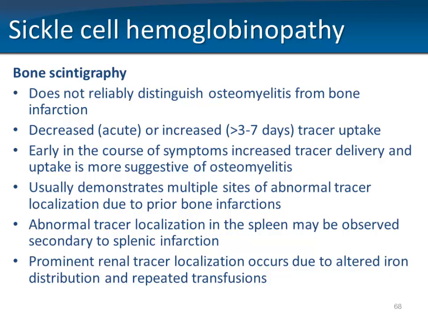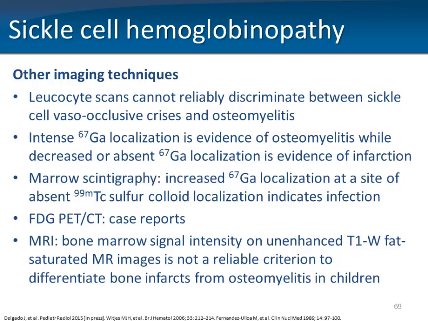What is typical in these patients is that you see the spleen, and this is most of the time caused by previous splenic infarctions, and the kidneys can be very prominent as well due to altered iron distribution because they often receive transfusion. So what about other imaging techniques? Leukoscan, unfortunately, is not really reliable in discriminating between a vaso-occlusive crisis and osteomyelitis. If you still use gallium, you can see intense uptake when there is osteomyelitis, while if it is decreased or absent, then that tends to be more specific for infarction.